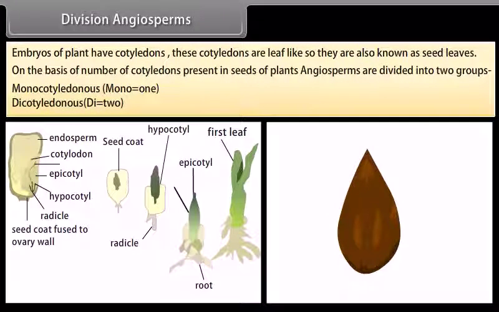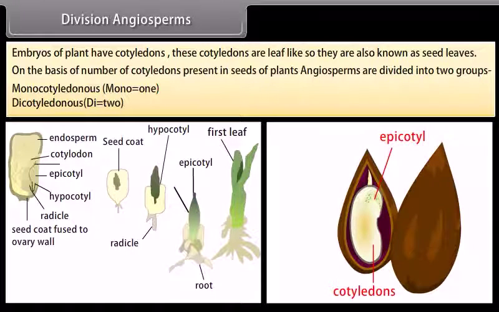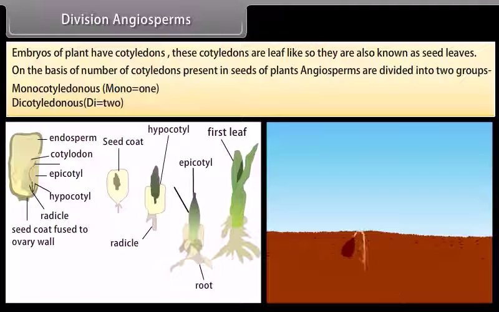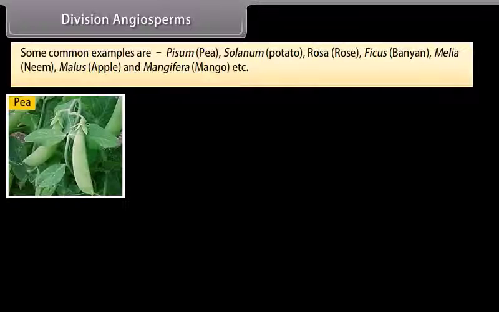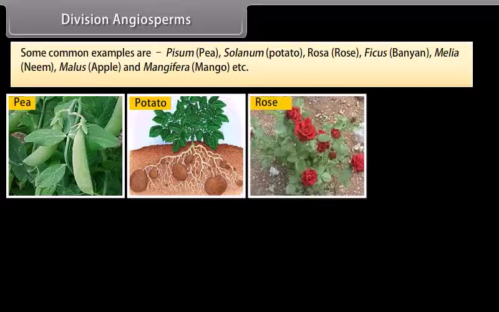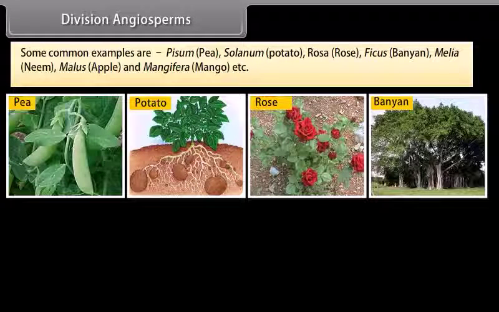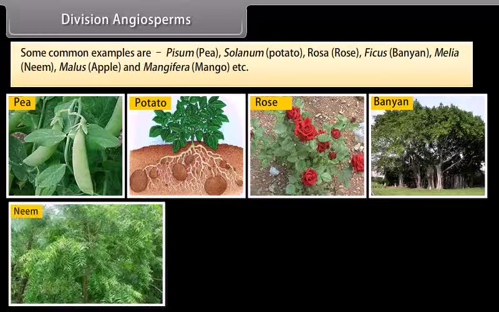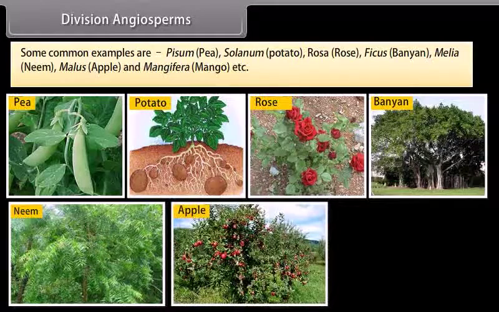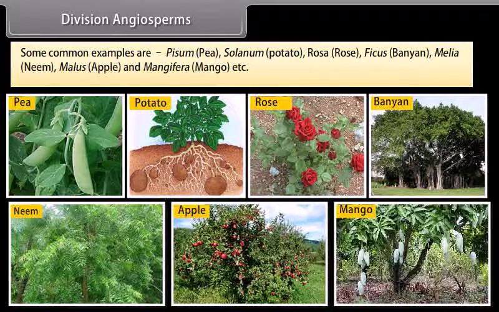On the basis of the number of cotyledons present in the seeds of plants, angiosperms are divided into two groups: monocotyledonous, mono meaning one, and dicotyledonous, di meaning two. Some common examples are Pisum, pea; Solanum, potato; Rosa, rose; Ficus, banyan; Melia, neem; Malus, apple; and Mangifera, mango, etc.